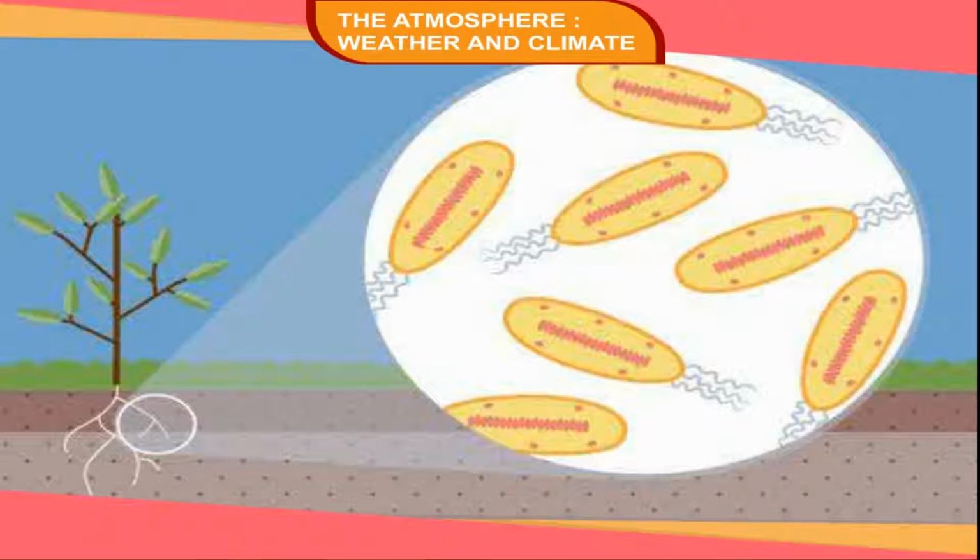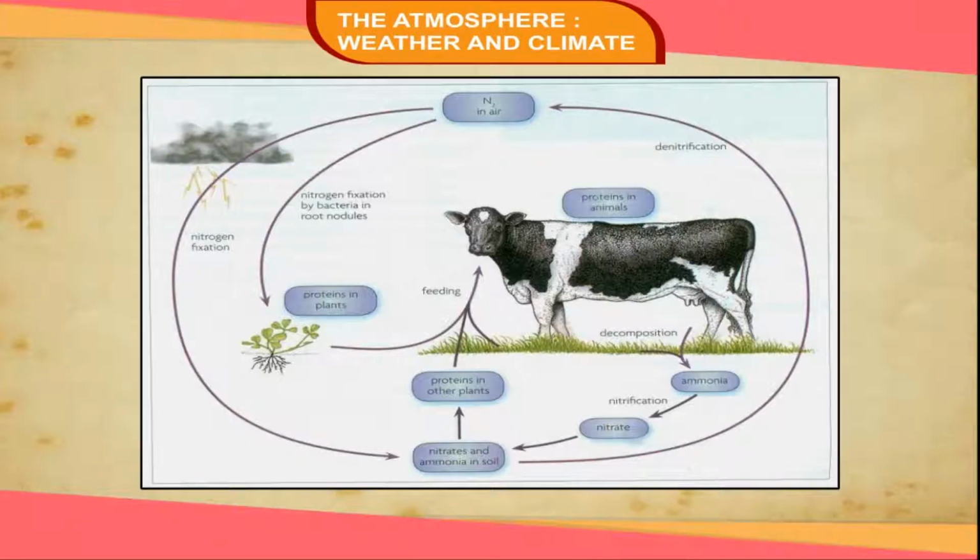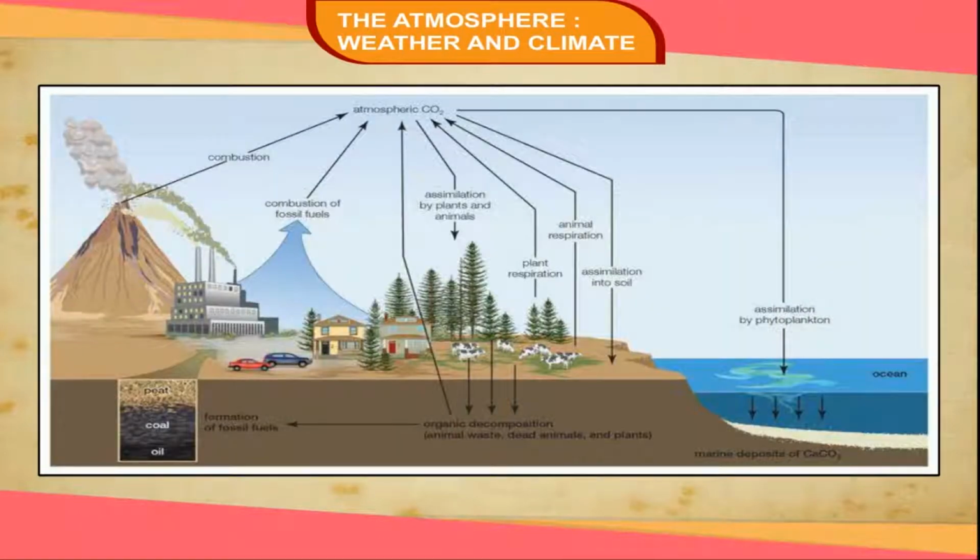Atmospheric nitrogen is converted into nitrogen compounds by nitrogen-fixing bacteria present in the soil. Plants absorb nitrogen compounds and convert them to proteins. Animals take in proteins by eating plants or other animals. Nitrogen returns to the atmosphere when denitrifying bacteria act on the animal wastes and the dead bodies of plants and animals. Oxygen ranks as the second most plentiful gas in the atmosphere.